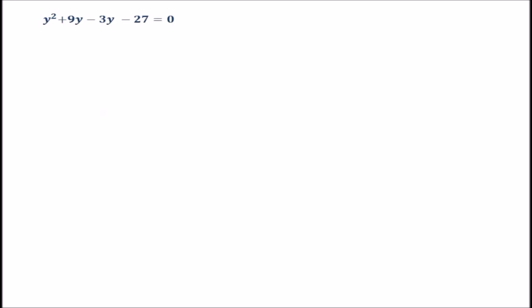In order to solve this equation, we need to factorize 27 into two parts such that the sum or difference can give us 6. So the two factors can be 9 and 3, as 9 3s is 27 and 9 minus 3 results in 6. So we can split the middle term like this: y square plus 9y minus 3y minus 27 equals 0. 9y minus 3y gives us 6y.